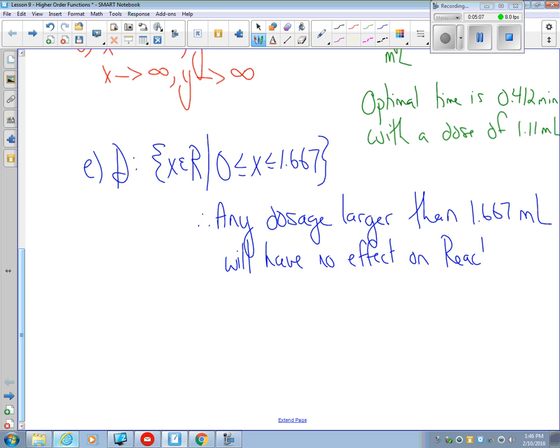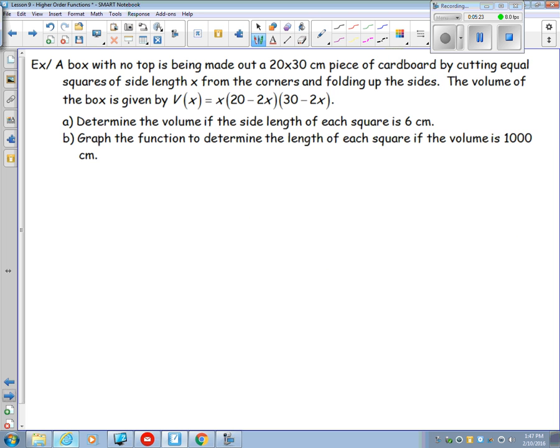Because that's what's happening there, right? Once I got a reaction time of 0, it's not reacting anymore. I can't have negative reaction time. It doesn't make sense. So I have to have a dosage between 0 and 1.667 to have some sort of reaction. Okay, you gotta try the next one. Same ideas. We use technology, can problem solve a little bit, can figure some things out.